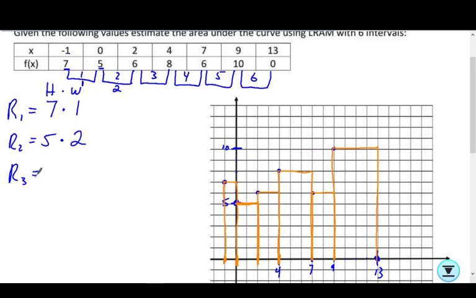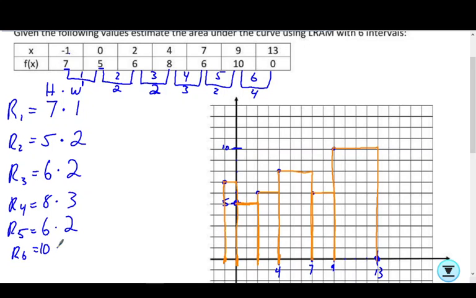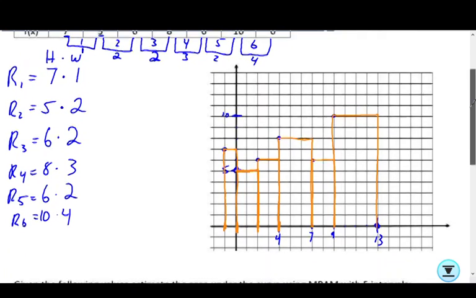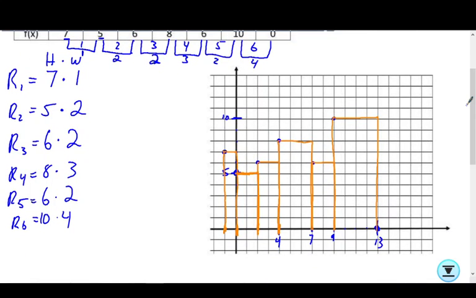Rectangle 3. The height is 6. The width is 2. And this one, 2 to 4. So rectangle 4 is 8 times 3. Rectangle 5 is 6 times 2. And rectangle 6 equals 10 times 4. The difference between what we've been doing though is here all of the widths are not the same.